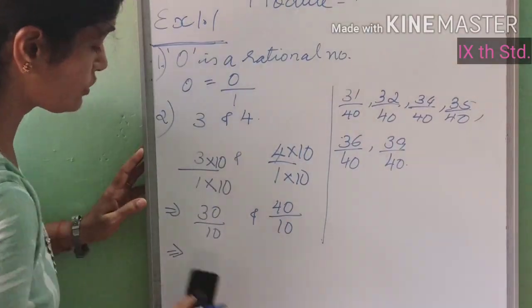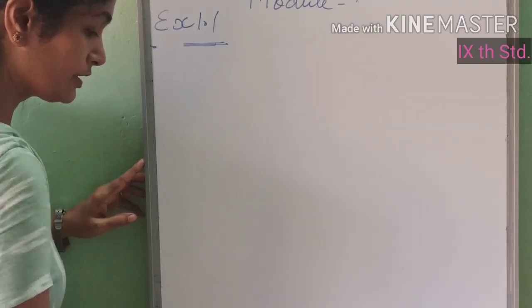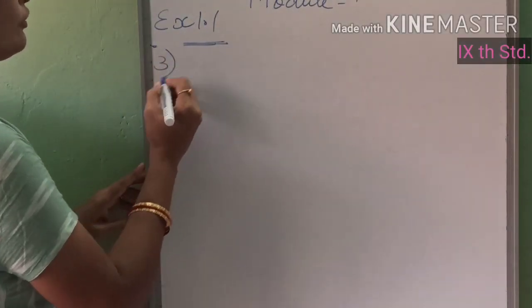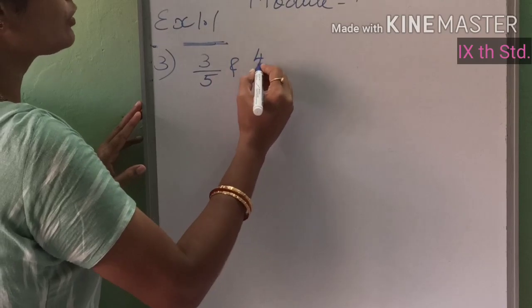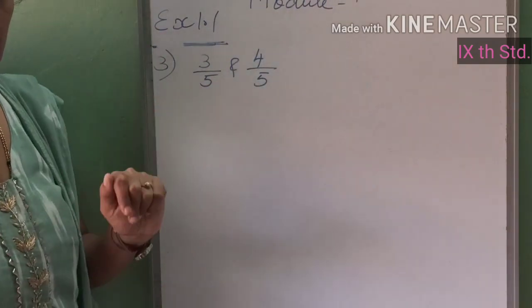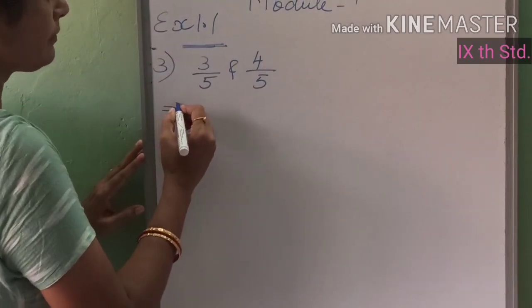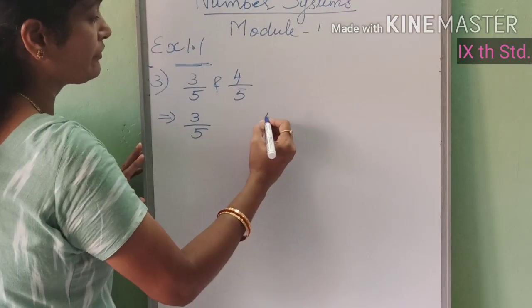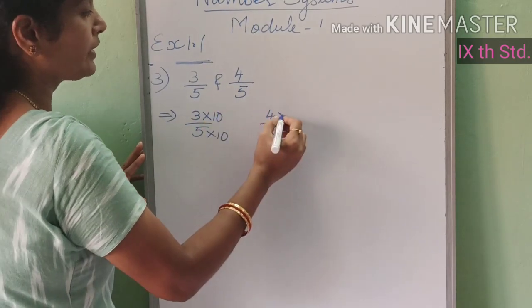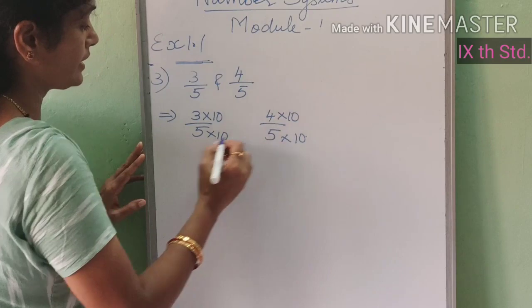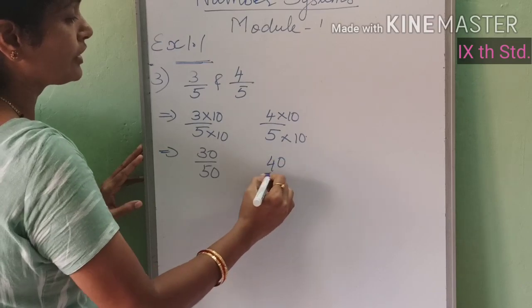Next, moving on to question number 3. Find 5 rational numbers between 3 by 5 and 4 by 5. The denominators are the same here, so we need not make them equal. The next step is multiplying 3 by 5 and 4 by 5 with an appropriate number. Usually we multiply by 10, as the 10 table is easier. So this will be 30 by 50 and this will be 40 by 50.